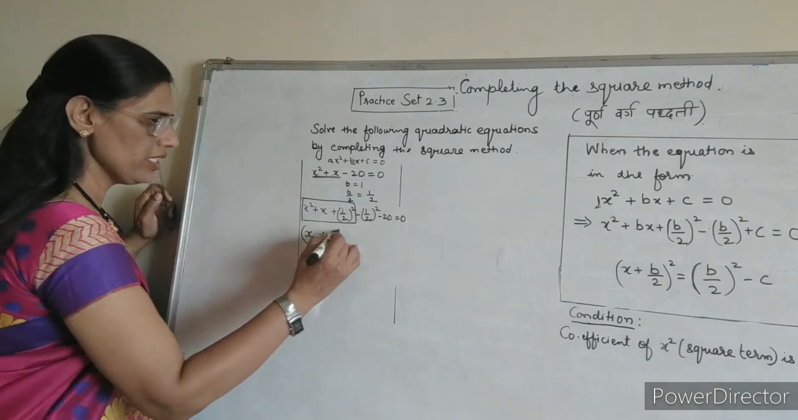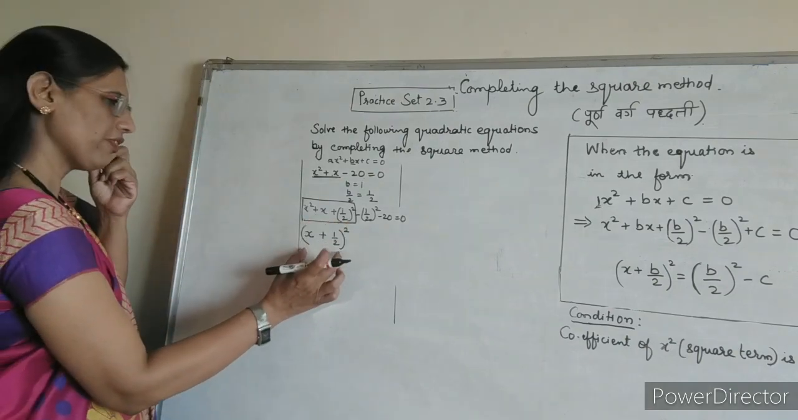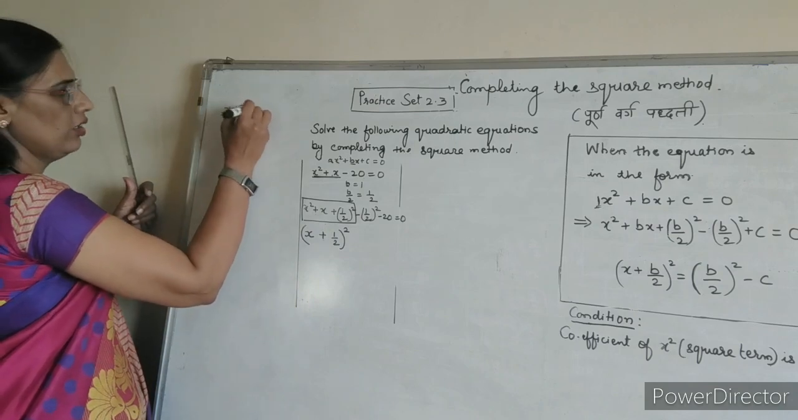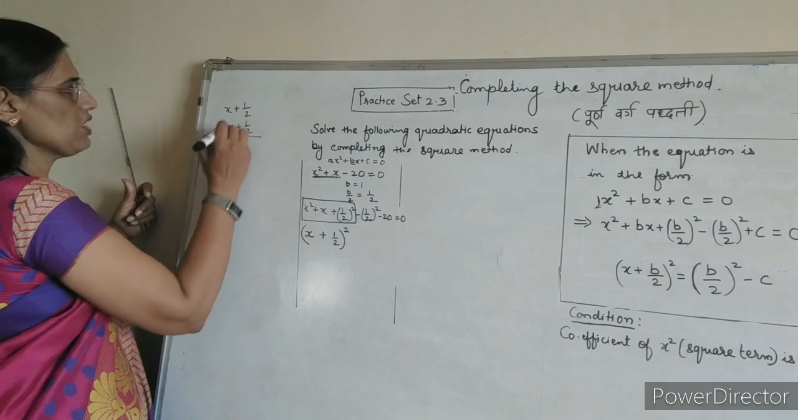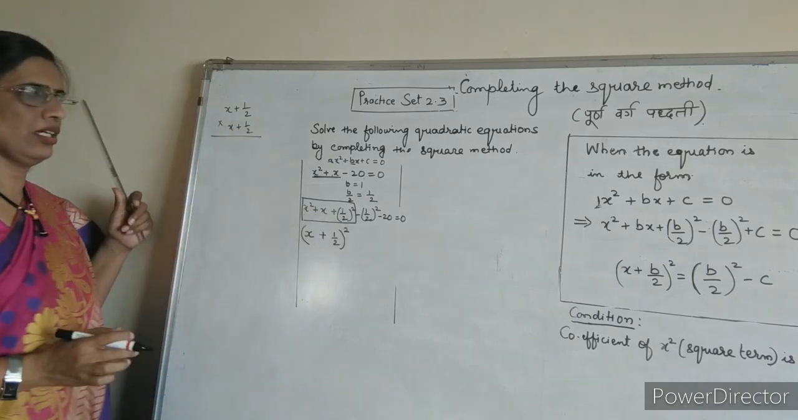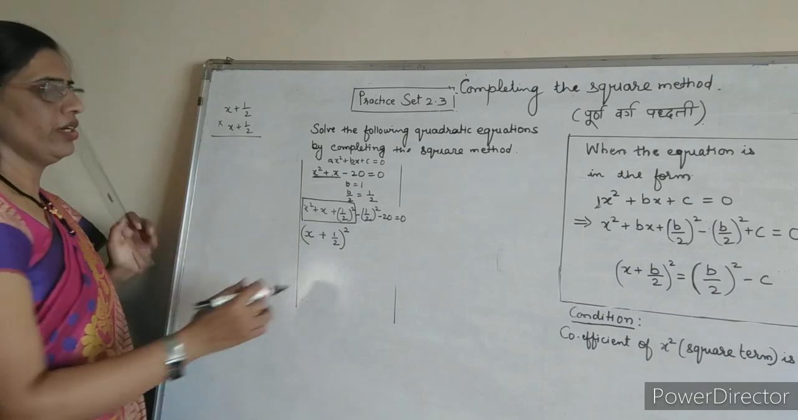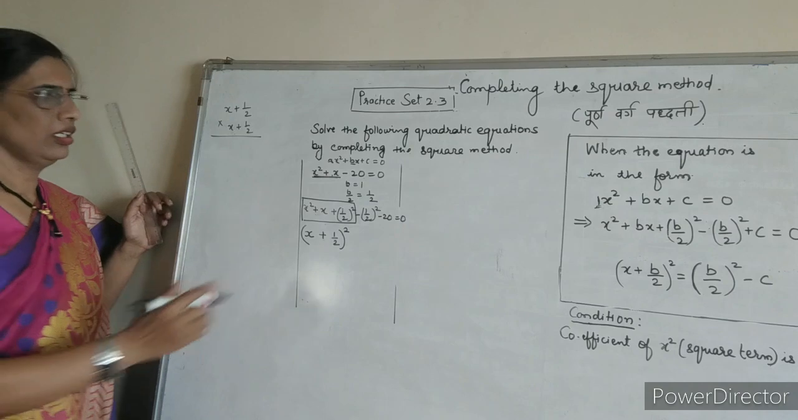So this is a perfect square. You can verify it. You multiply x plus 1 upon 2 into x plus 1 upon 2, you will get x square plus x plus 1 upon 4. See here, now we get a complete square.